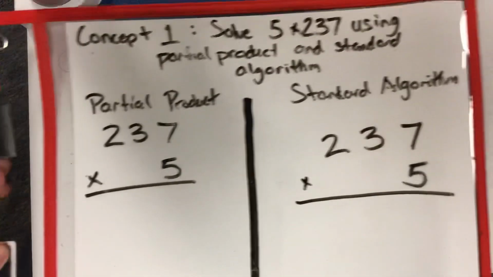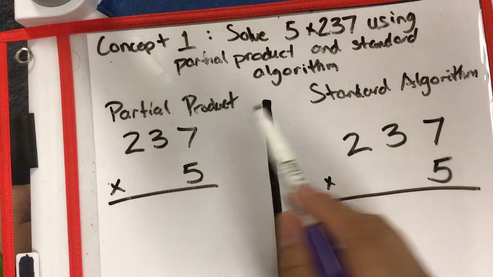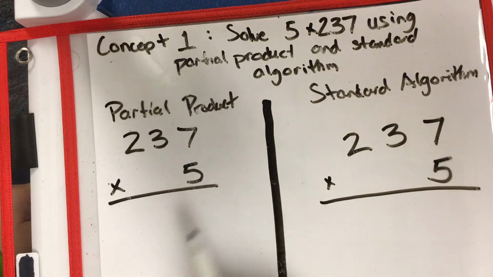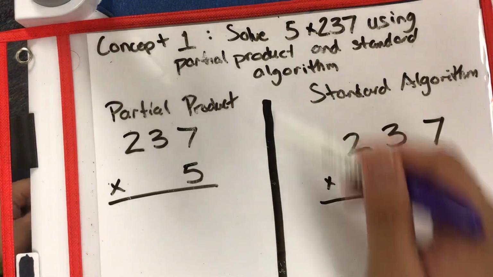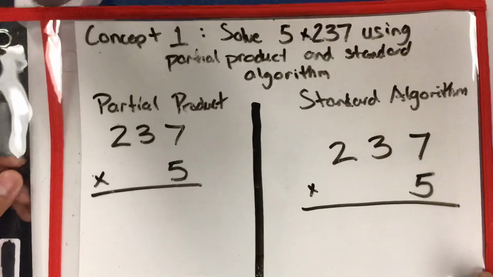So let's take a look at an example now, and we're going to give ourselves some time to practice. You're going to practice this with me. After I read the problem, I want you to pause it and write down partial product on one side and standard algorithm on the other side, and make sure you have a line to separate. We want to make sure we can understand the differences between both of these strategies.